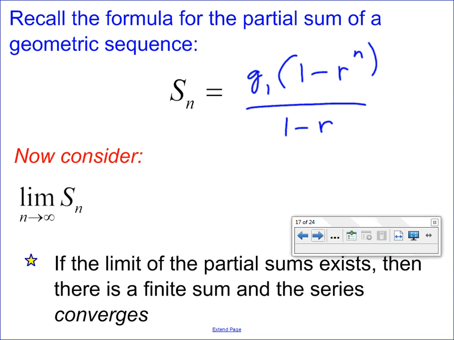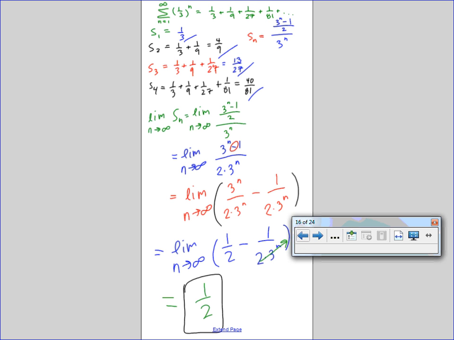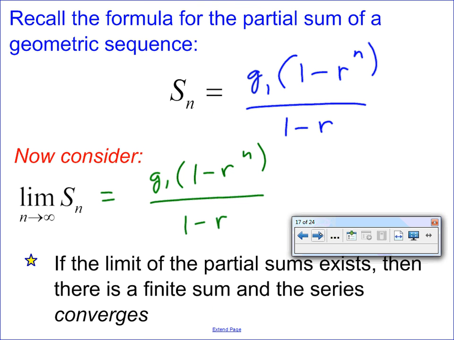Now consider the limit as n goes to infinity of this generalized rule. Let's do it one time, and then we can apply our rule without having to write our own S of n every time. It would be the limit of g sub 1 times the quantity 1 minus r to the n, all over 1 minus r, as n goes to infinity. What happens to this term? Well, if my ratio r is less than 1, as was the case with our previous sequence, 1/3, then this term will go to 0. 1/3 to the n would be 0. And I'd be left with the value of the first term, b sub 1, over 1 minus r.